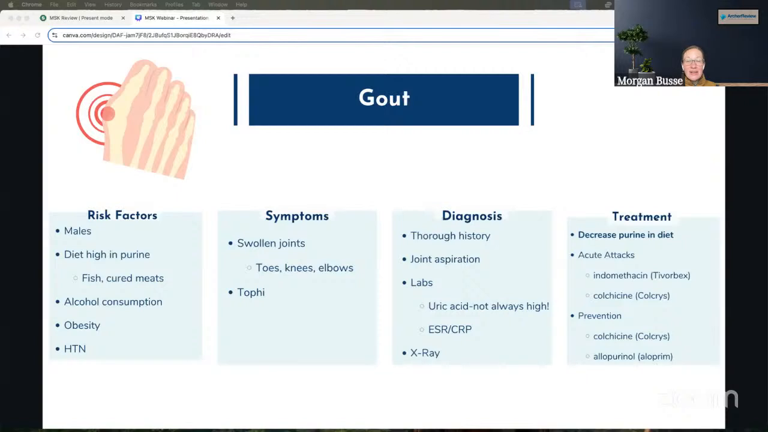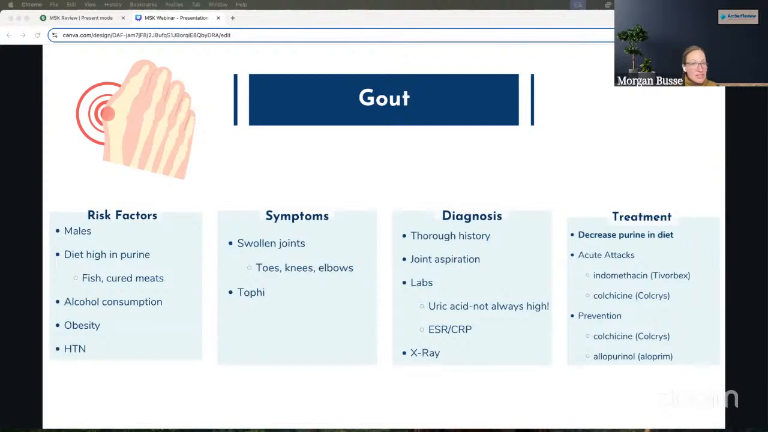However, we're not always going to be able to get a joint aspiration. So you may have to rely on their history and labs that you can get in the primary care setting, which would be like uric acid levels. It might not always be high. If they're not in a current flare, you might not see that elevated. Again, we have an inflammatory response happening, so that ESR-CRP might be high. You can get an x-ray to rule out anything else.